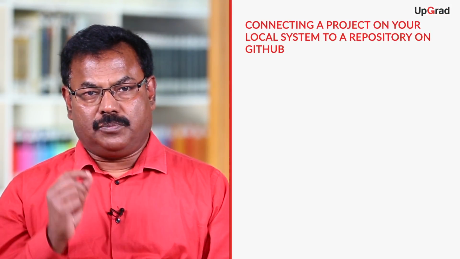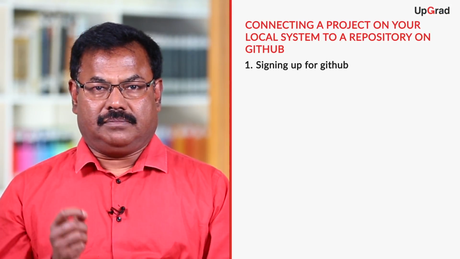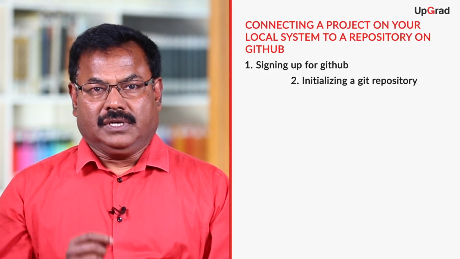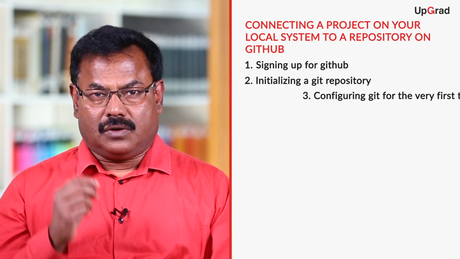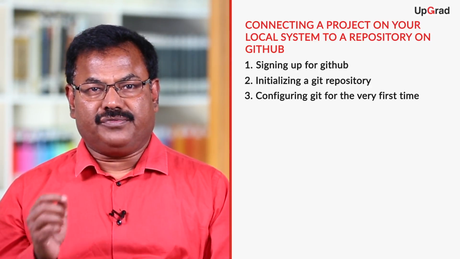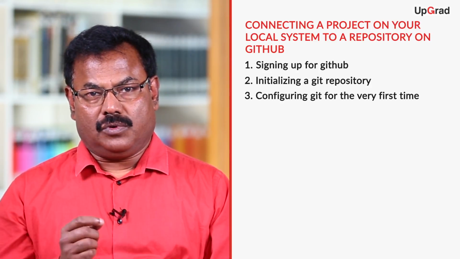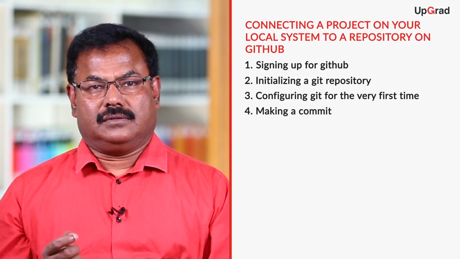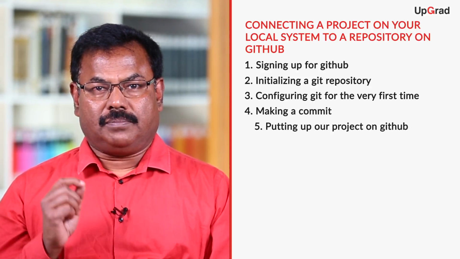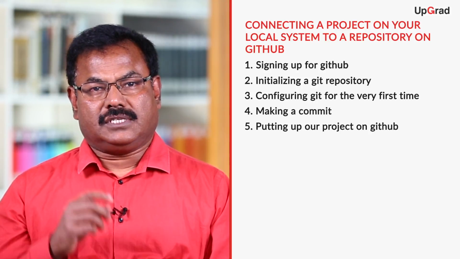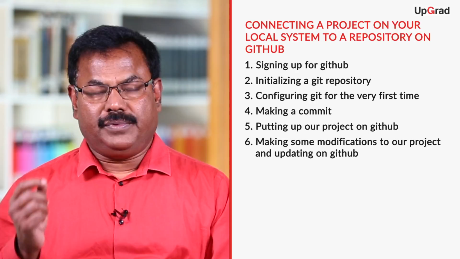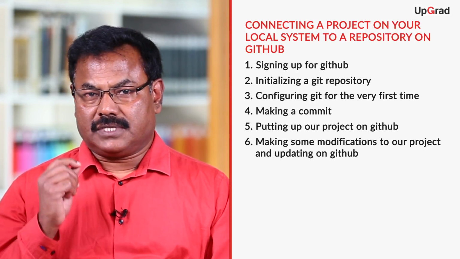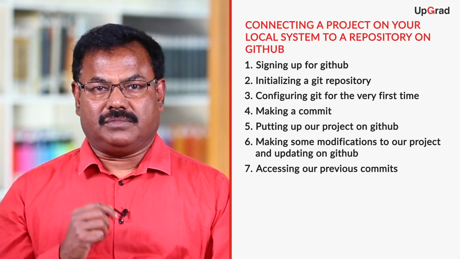For doing so, we will be following these steps. Step 1, signing up for GitHub. Step 2, initializing a Git repository. Step 3, configuring Git for the very first time. Step 4, how to make a commit. Step 5, putting up our project on GitHub. Step 6, making some modifications to our project and updating on GitHub. Step 7, accessing our previous commits.